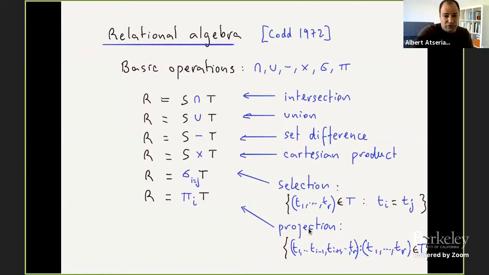And then we have projections, where we again have one component, and what you do is remove the element in that component. So you take all the tuples in T and you remove that component. So we say that we project i out of the relation. So these are the basic operations of the relational algebra. And Codd suggested that with databases represented in his relational model, data should be manipulated with this sort of operations.